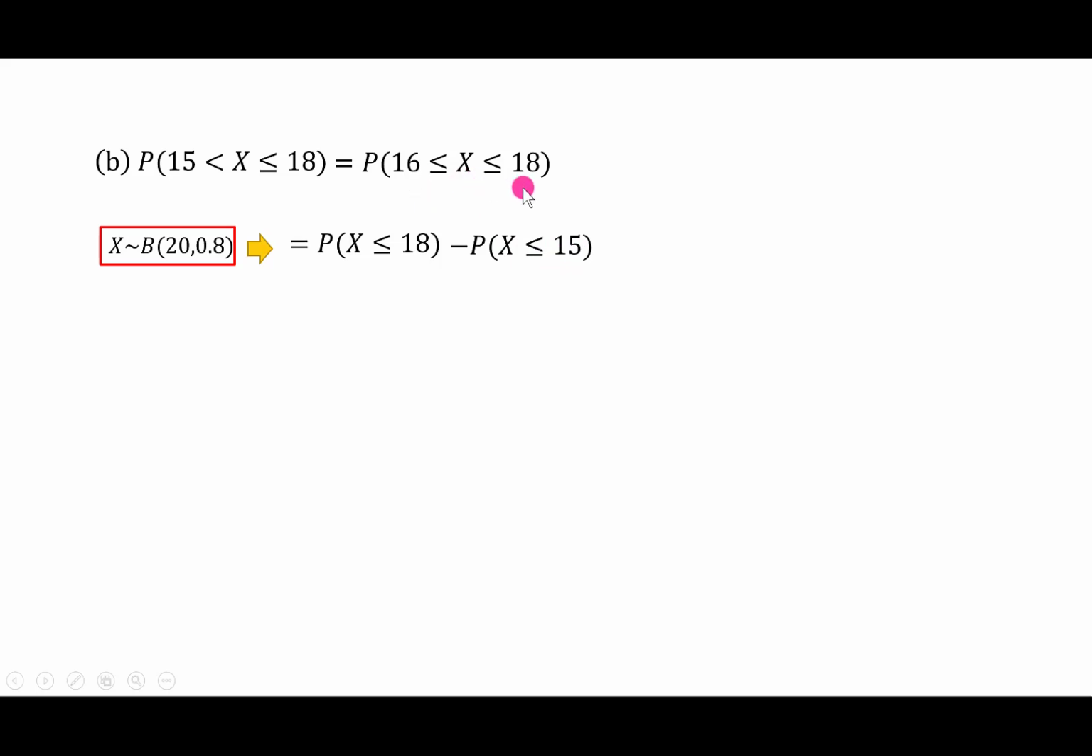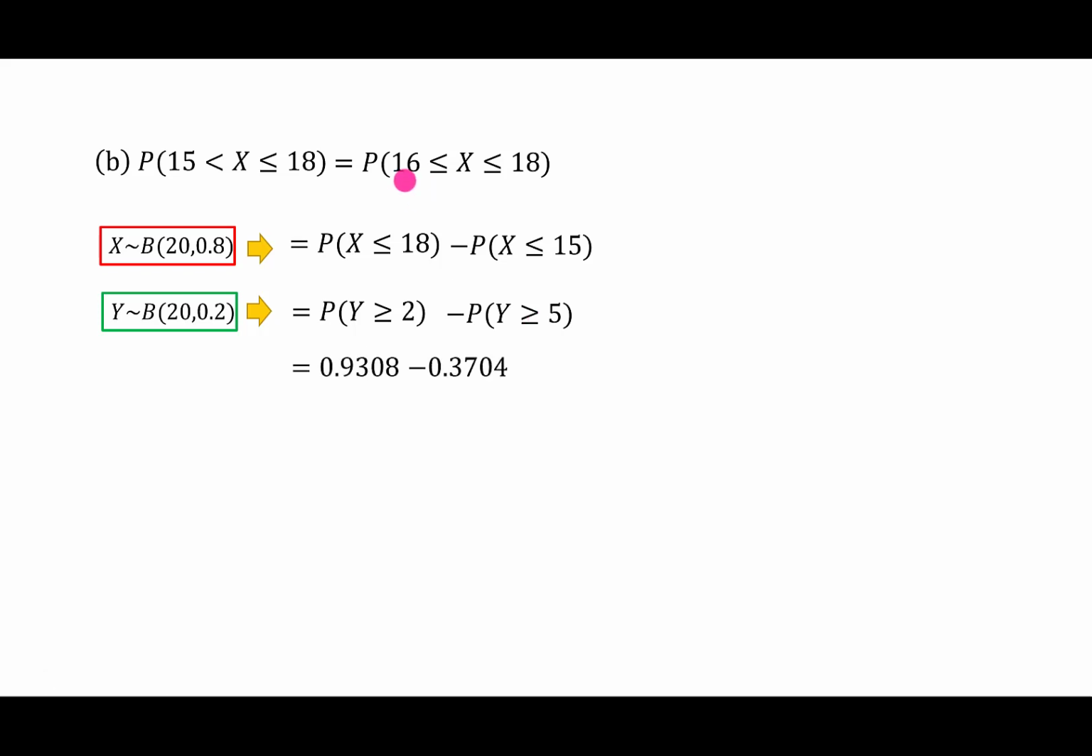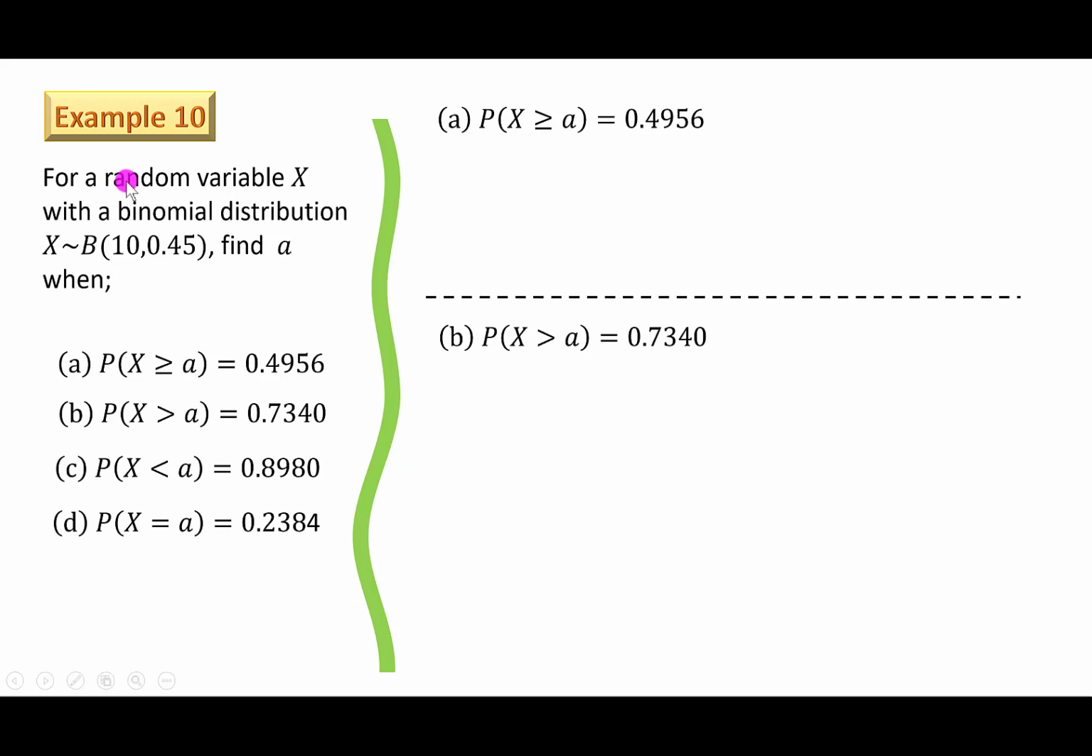16 until 18. For the Y variable, we change the notation here, and the number of successes becomes the number of failures. 20 minus 18 gives 2, minus Y greater than or equal to 5. By referring to the binomial table, we get the probabilities and calculate the final answer, which is 0.5604.